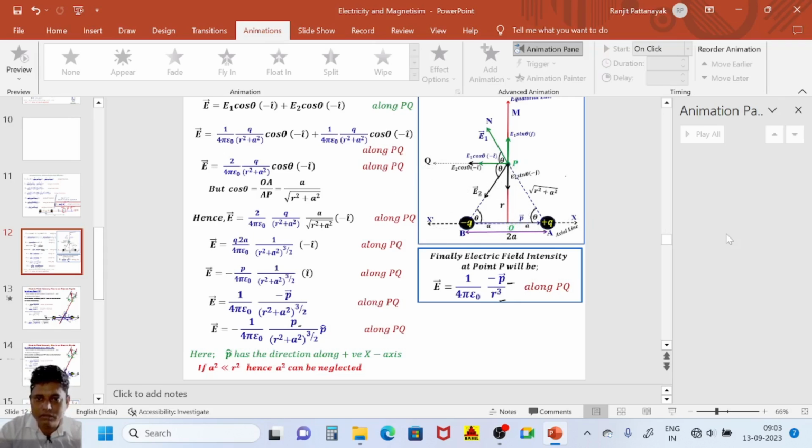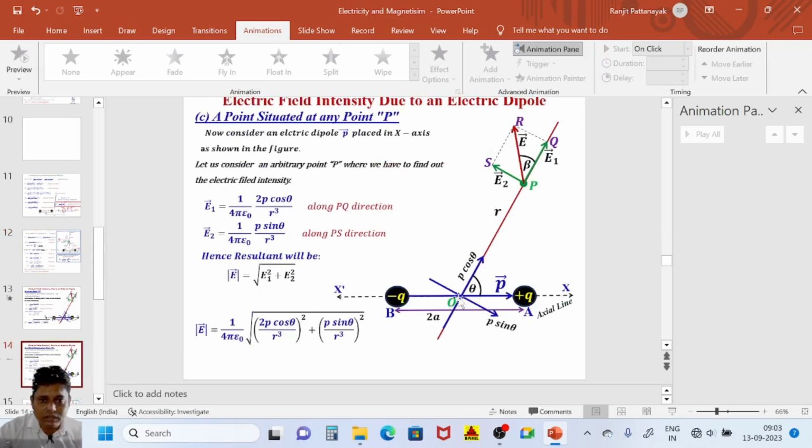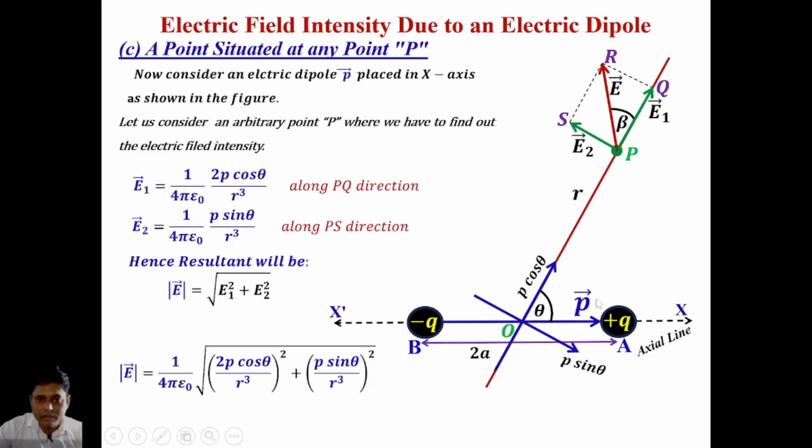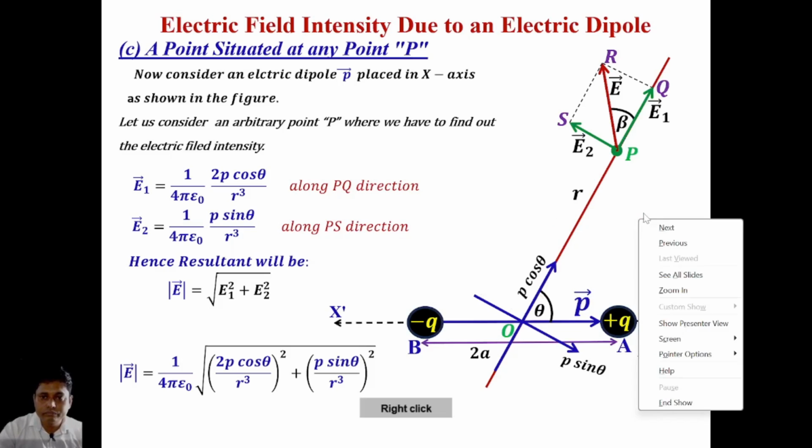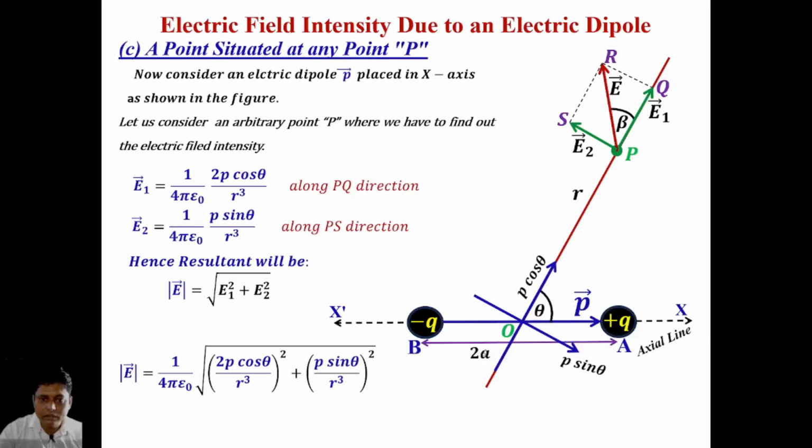If the dipole moment is along this direction, we found the resultant electric field intensity along this direction. Likewise, if we consider this dipole moment, that is your p sin theta, for this case p sin theta is along this direction and the corresponding electric field intensity at point P will be just opposite, that means along the PS direction. So along this direction is your p sin theta and this direction is your electric field intensity at point P.